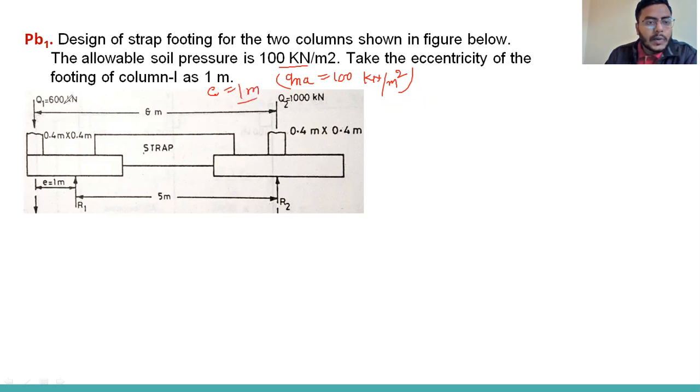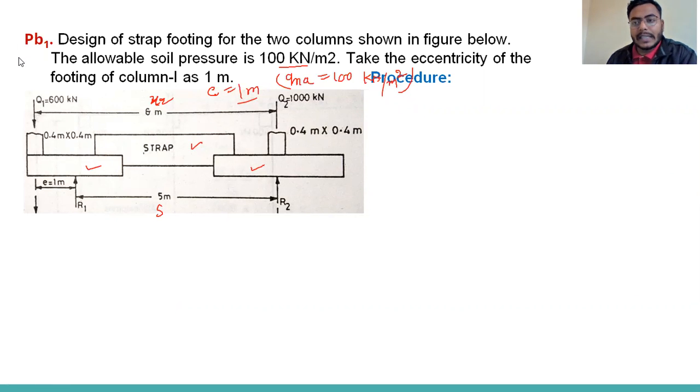So E is given 1 meter. Q1 is given 600 kilonewton, Q2 is 1000 kilonewton, X2 is given 6 meter. Here the AC is given 5 meter, E is given 1 meter. Cross section is given B1 into B1, 0.4 into 0.4. B2 is given also, B2 into B2, that is 0.4 into 0.4. This is the strap footing. This is the two isolated footing, we can say. Okay, so now we will follow the procedure to calculate all these values.